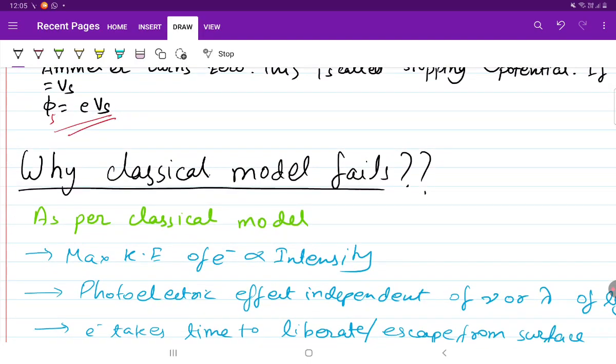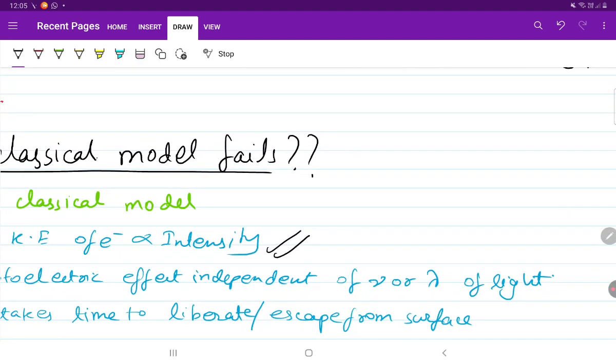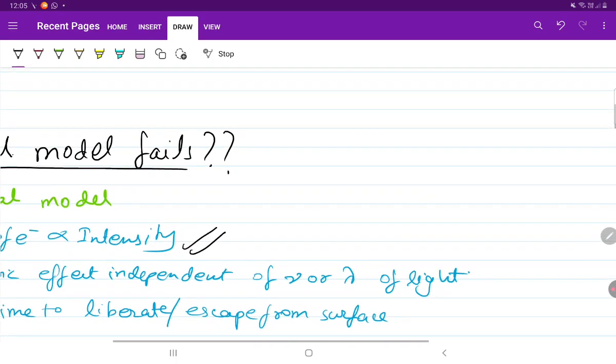So we just visualize point 1. Now point 2 says that the photoelectric effect is independent of the frequency or wavelength lambda of the given light. Now this statement is also wrong. It was according to classical theory.